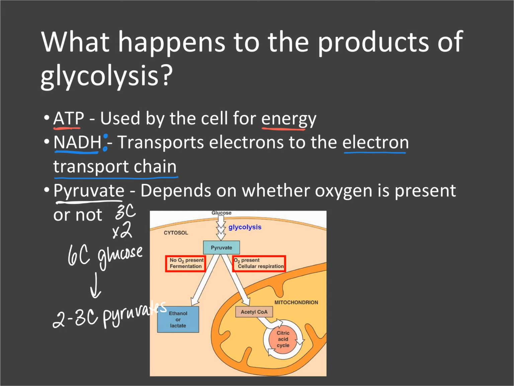And remember that glycolysis actually occurs for both aerobic and anaerobic respiration. So the fate of glucose depends on whether there is oxygen present or whether there isn't. And so we're going to talk about what that pyruvate does if we have oxygen or if we don't.